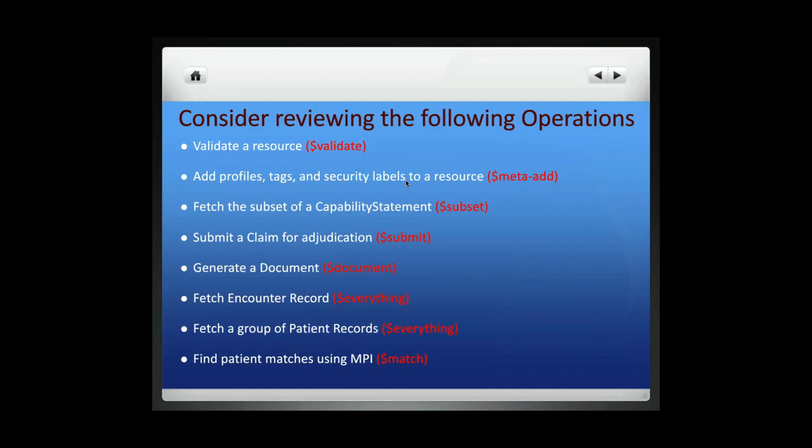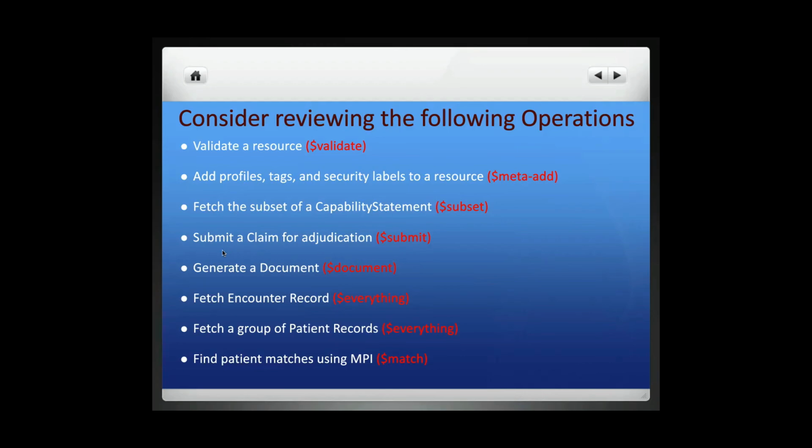I would strongly recommend that you take some time and go back to the operations list and look at all the different operations that exist that are defined by FHIR. For example, validate a resource. Is this resource instance complete? Add profiles, tags, or security labels to a resource. You can say add metadata. You can say delete metadata. Fetch the subset of a capability statement. Okay, there's a lot of information in a capability statement. Maybe I'm only interested in the operations that a server supports or a client supports. Fetch the subset of operations of a capability statement.